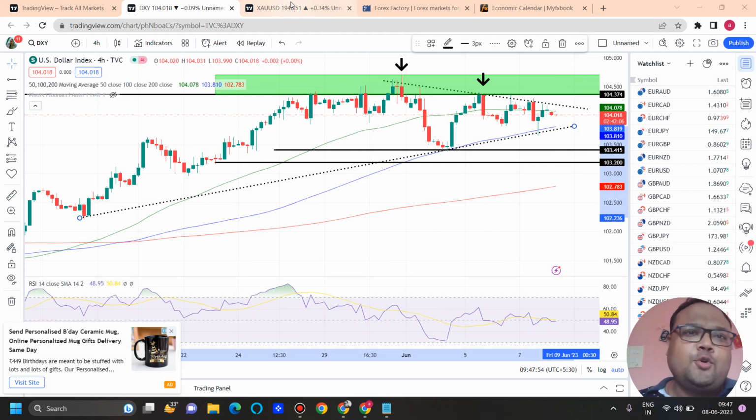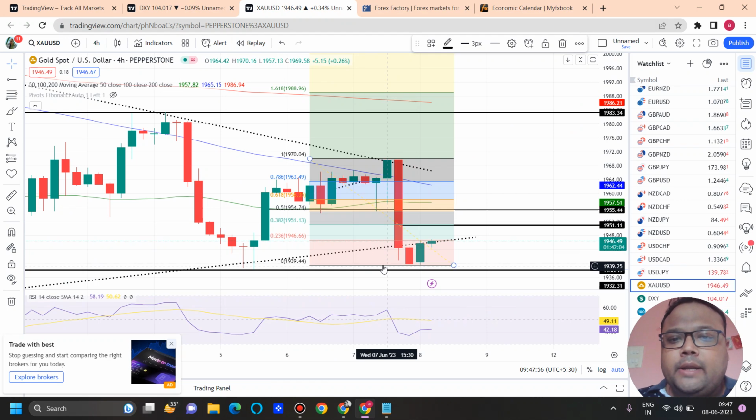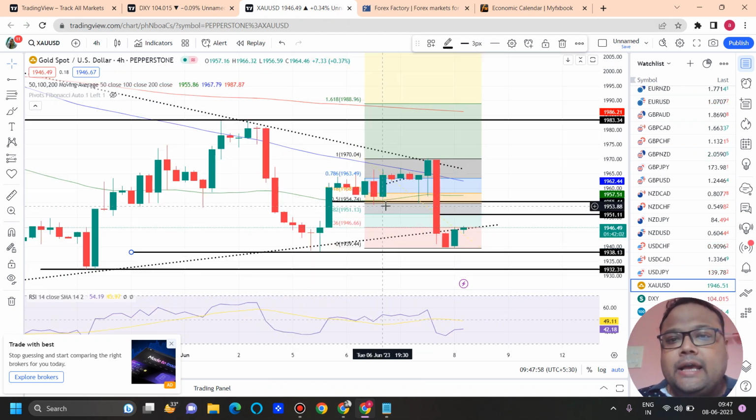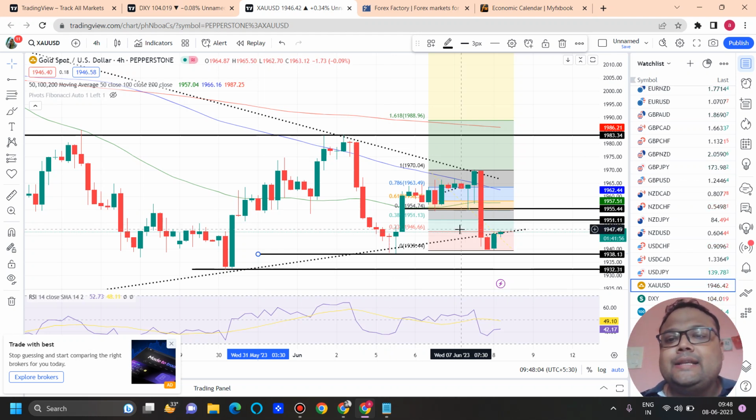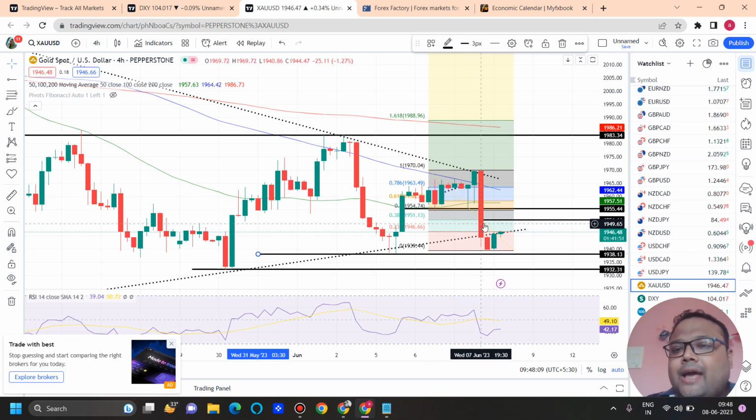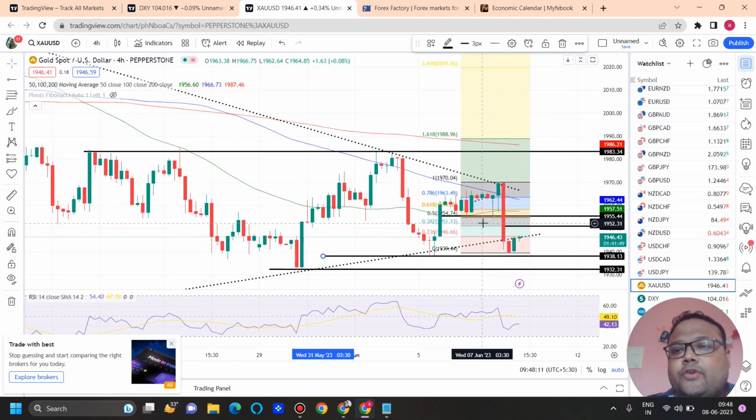Now let's talk about gold. Yesterday gold made a low of 1939 and gold bounced. We also talked about the symmetrical triangle on the chart of gold as well, and we can see that right now gold is trying to climb up. Gold is trying to enter inside the triangle again.